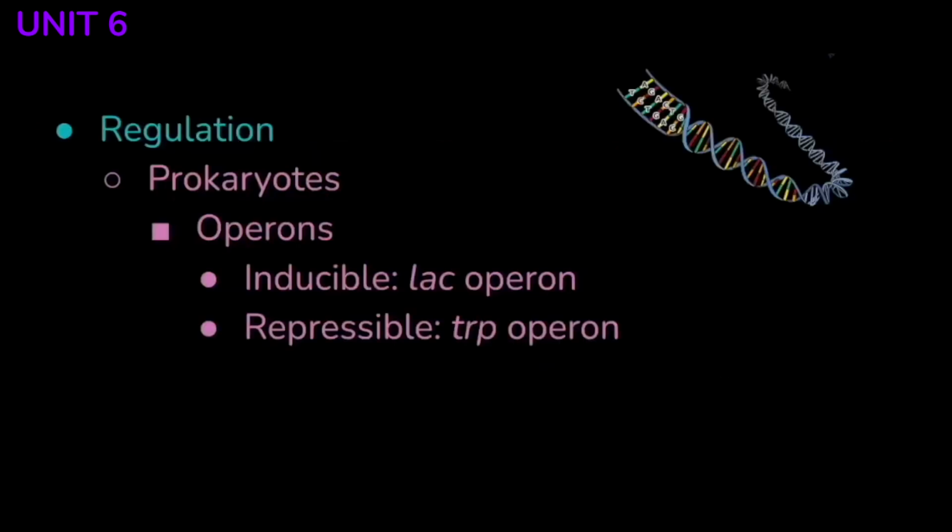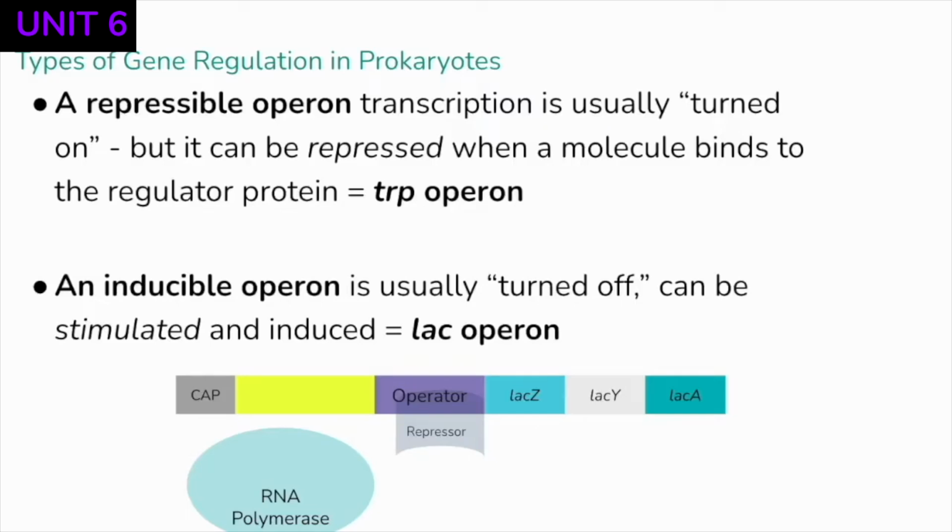There's 2 main types of operons that we're going to talk about today. Inducible, like the lac operon, and repressible, like the trp operon. Inducible operons are basically ones that you can turn on, and repressible operons are groups of genes that you can turn off. And when we say turned on and off, what we mean is transcription, or the action of RNA polymerase transcribing genes or sections of DNA into mRNA that will later be translated into proteins.